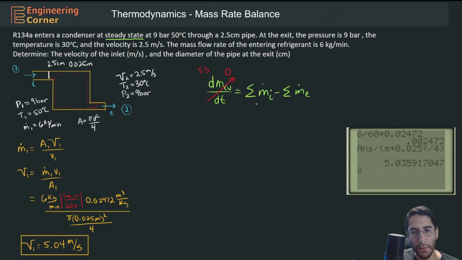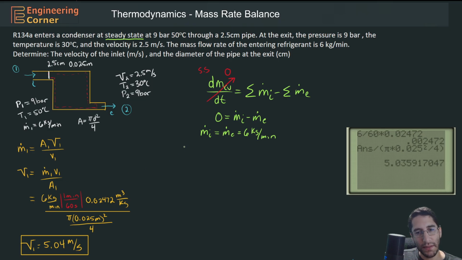Okay, so because that's equal to 0, I'm going to get 0 is equal to, well, we only have one inlet and one outlet. So m dot i, my mass flow rate coming in, minus the mass flow rate that's leaving. So with a single inlet, single outlet, we'll get that our inlet mass flow rate is equal to our outlet mass flow rate. And in this case, this is 6 kilograms per minute.